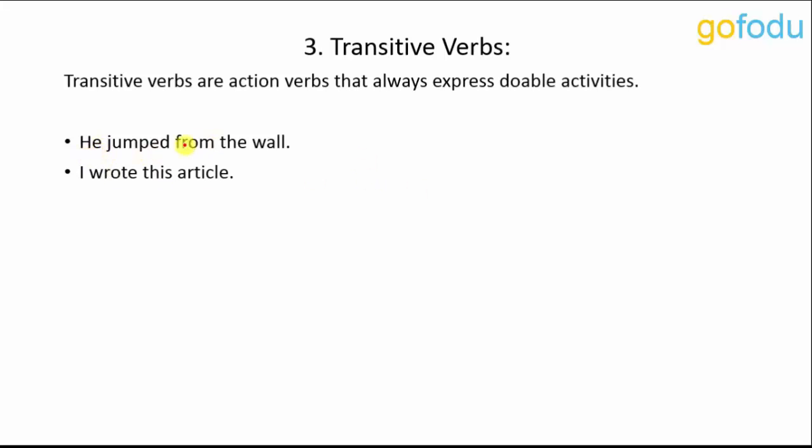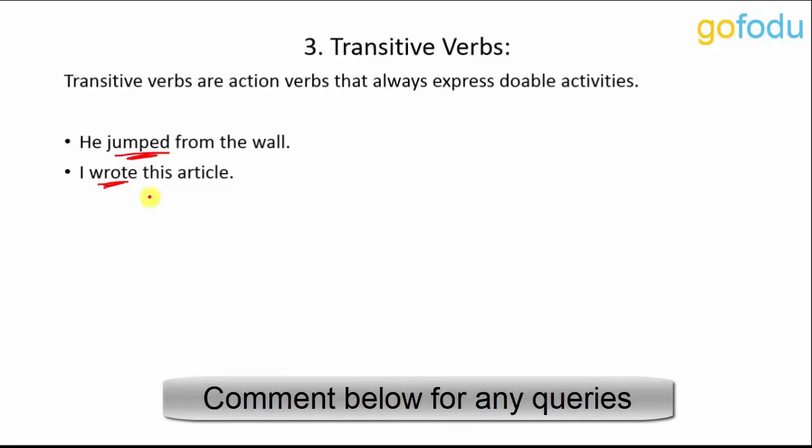For example, he jumped from the wall. He jumped. This is a transitive verb. If I say he jumped, it would not be complete. From where or from what height? You have to specify something. I wrote this article. Wrote. If I say I wrote, what? It would not be complete in that case. So I wrote this article. I wrote yesterday. There has to be something that's an object after transitive verbs. Transitive verbs always show what receives the action.